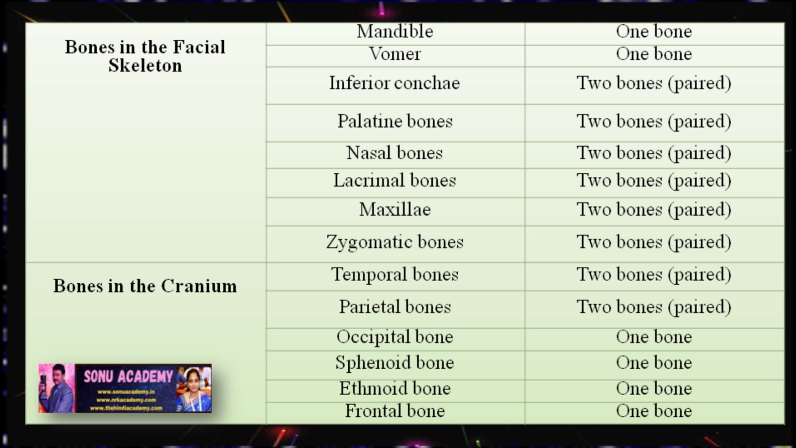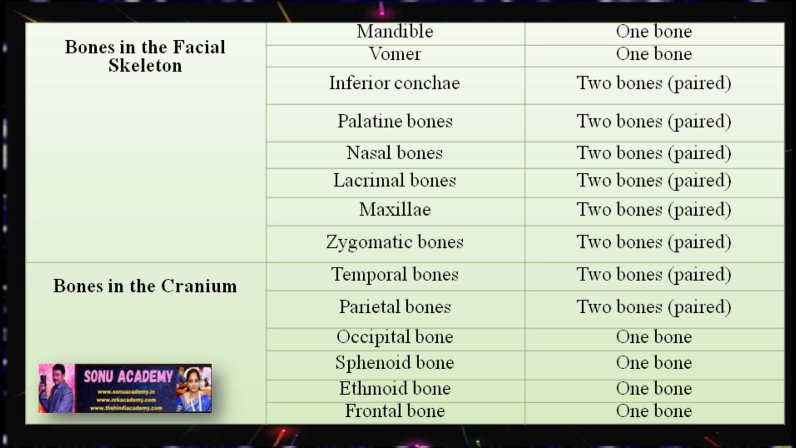Children, let us discuss in detail the names of the bones present in the facial skeleton. The first one is the mandible, which is one bone, and the second one is the vomer, which is also one bone. Inferior conchae are two bones in the facial skeleton. Palatine bones are two paired bones. Nasal bones are paired bones. Lacrimal bones are paired bones. Maxillae are paired bones, and zygomatic bones are also paired bones in the facial skeleton.